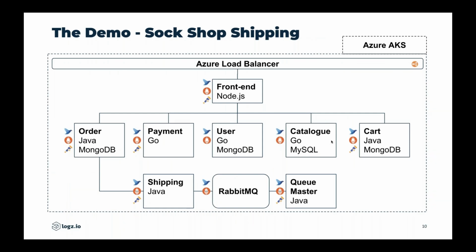You can see that we have a microservice application that is a standard e-commerce shop that sits on top of the Azure AKS. There are different microservices here. Some are written in Java, others in Go for this specific use case, and they all speak to each other, providing a simulation of a system that might be complex.